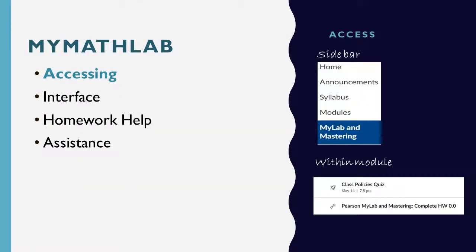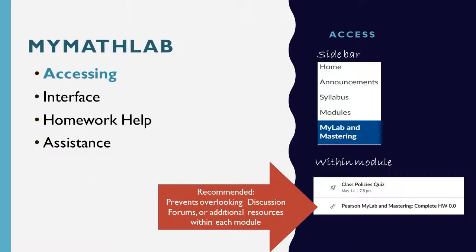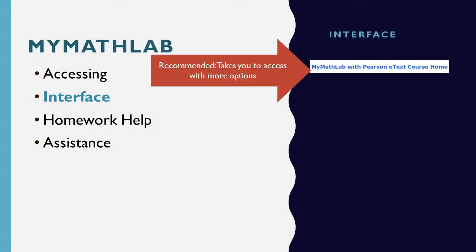Okay, so accessing MyMathLab. There's really two ways you can get to MyMathLab. On the sidebar, you'll see under modules there's a MyLab and Mastering option, and also within each module you'll see there are specific links to it. I strongly recommend that you use the link within the module. It prevents you from overlooking discussion forums or any other additional resources within each module. So I suggest that you get out of the habit of clicking on MyMathLab and Mastering and going right over to it, and first go into the module. Make sure you're looking at the overview, the orientation, and any other activities that you need to be doing for the course.